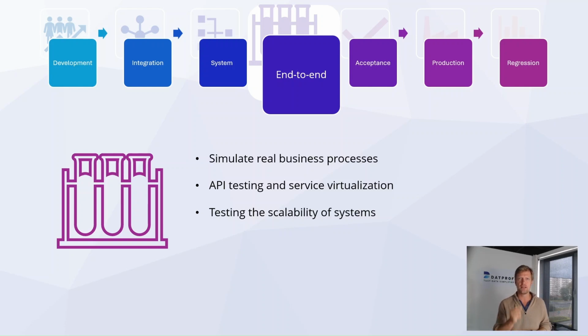In end-to-end testing, it is so important to work with production-like data to simulate real business processes as accurately as possible. So instead of working with a subset, it can also be handy and useful during this testing to use database virtualization or a copy of production databases. With database virtualization, you can work with full copies of production data without the downside of large storage requirements or long waiting times for making these copies of production databases.